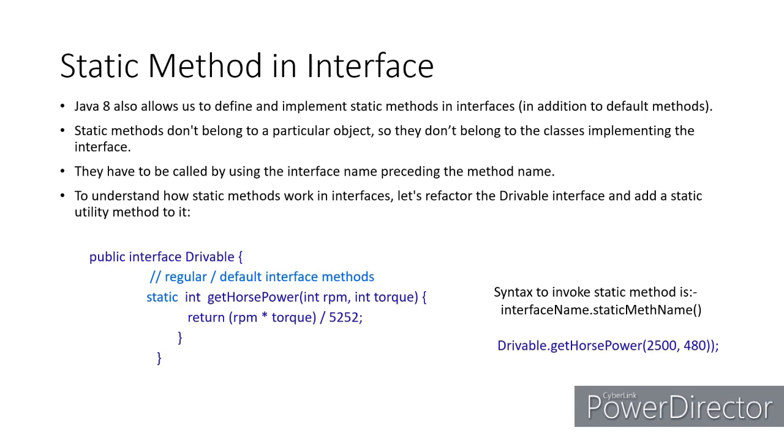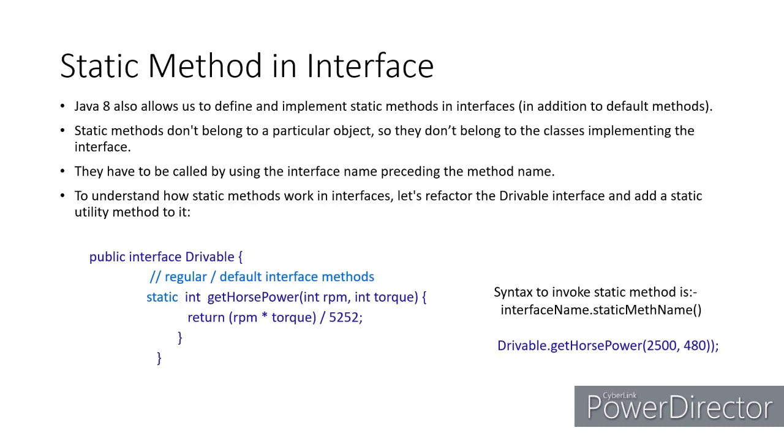Okay, and it can access your instance variable, but the static method belongs to the class or interface, and it cannot access your instance variables. It cannot access your instance members, that is instance member variables, because it does not belong to an object, it belongs to the class or it belongs to the interface. So that is what static is all about.